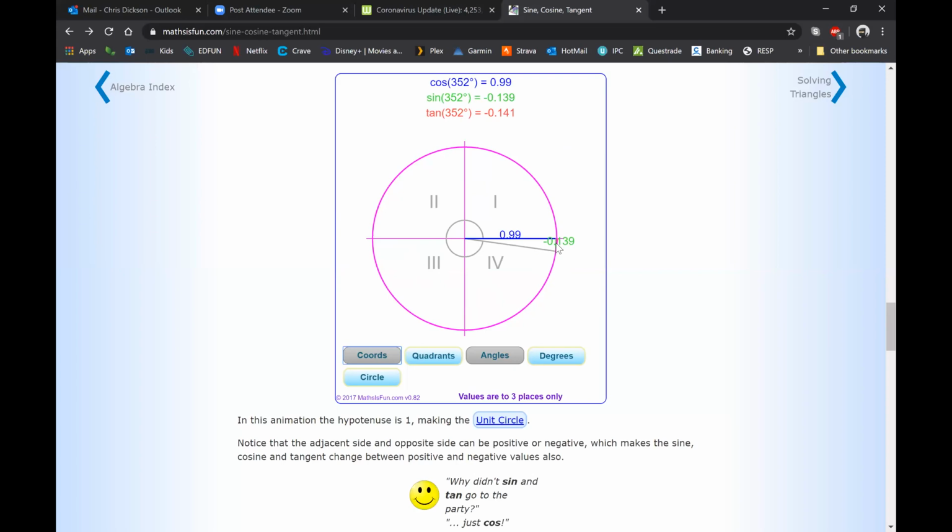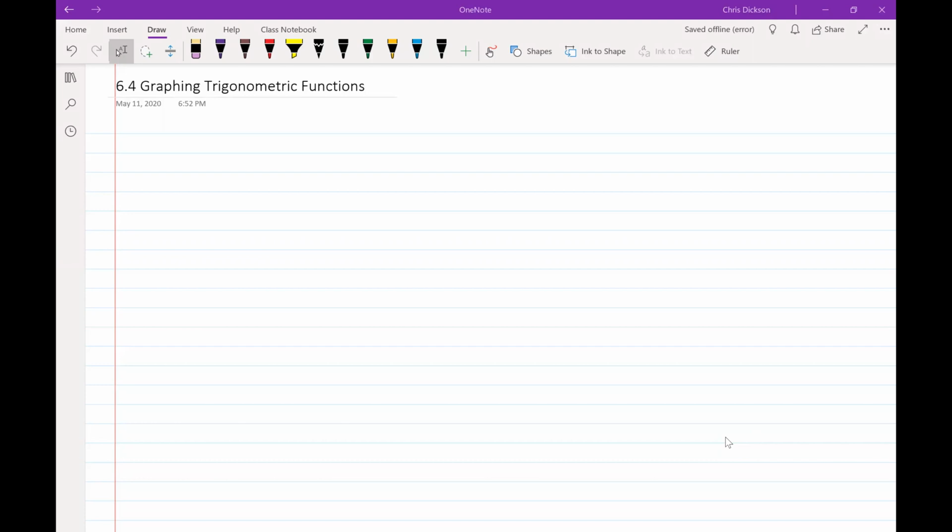So I'm going to go to the slide that shows my OneNote, and then we can actually do some writing on this. I'm going to be pretty basic today, and not get too complex. If I was looking at the graph of y equals the sine of theta, then I'm going to draw a little graph. I'm going to do two graphs actually.